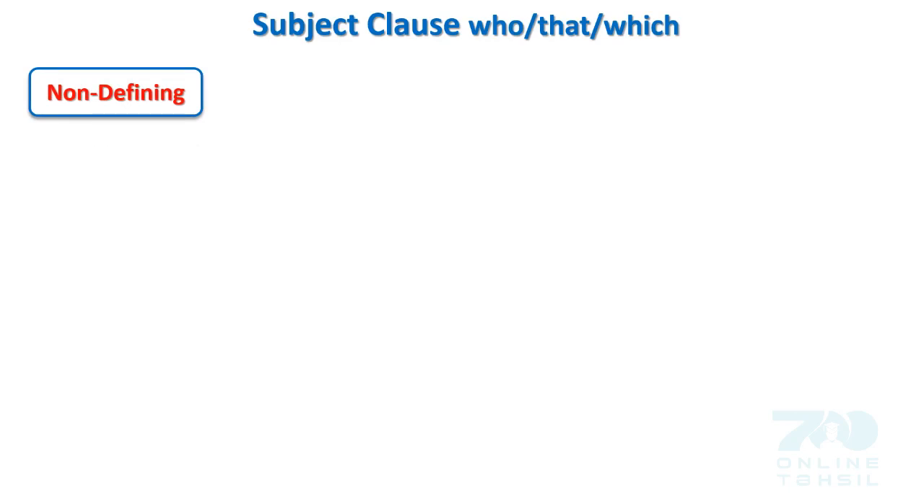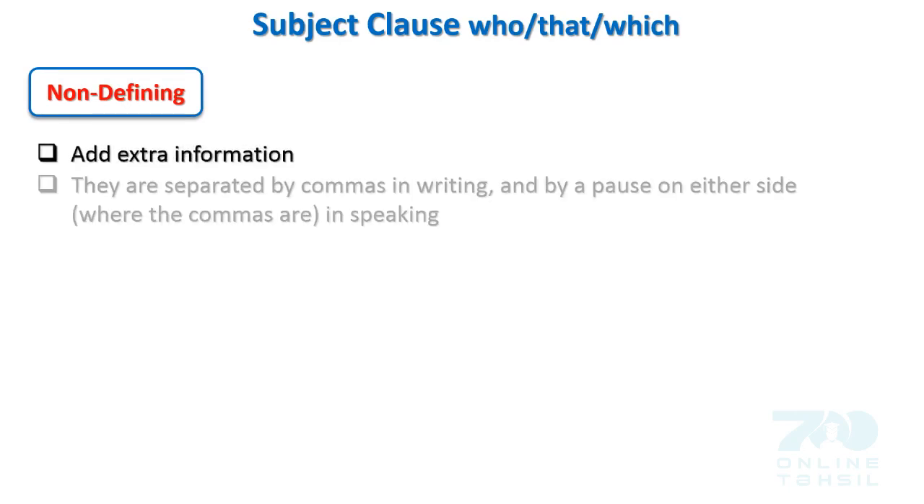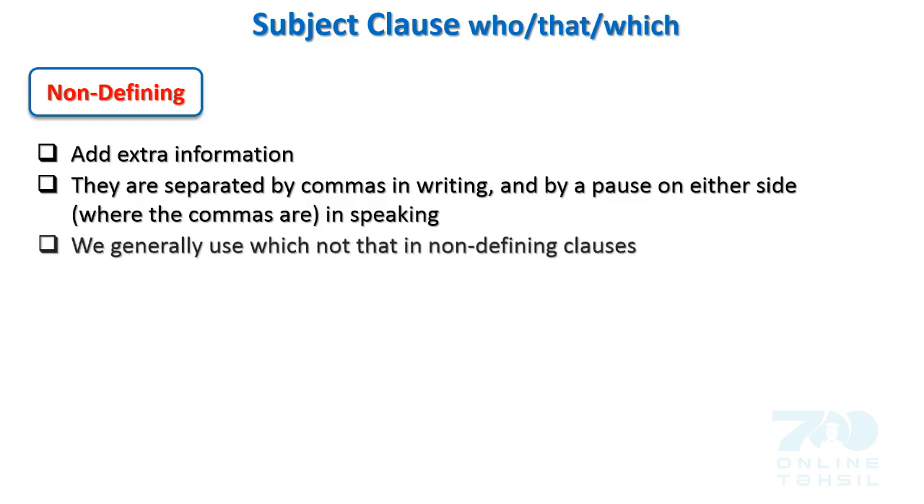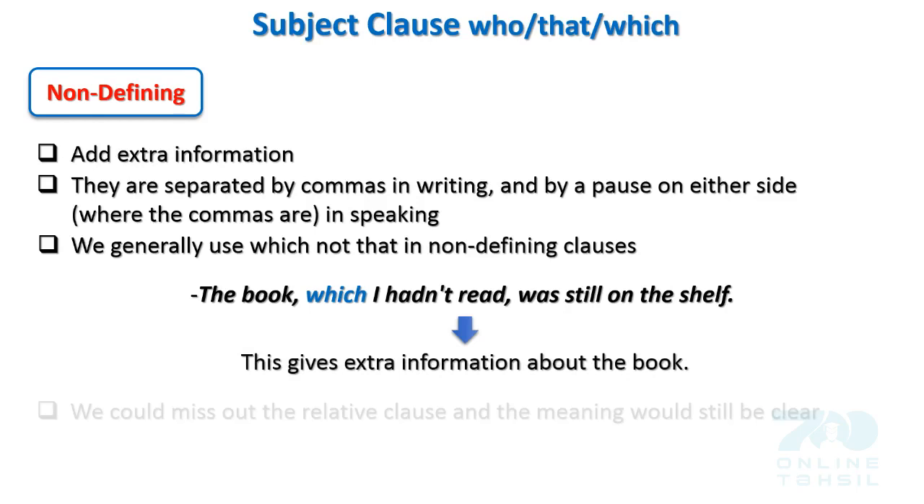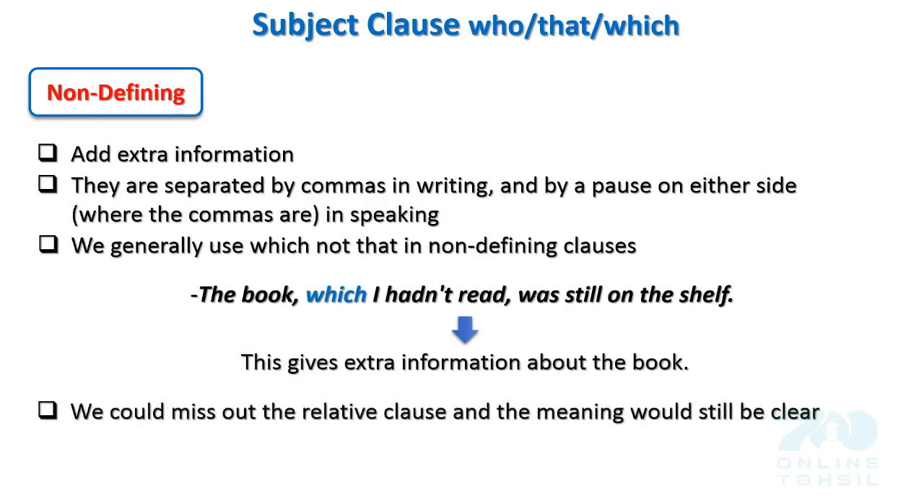Non-defining clauses add extra information. They are separated by commas in writing and by a pause on either side, where the commas are, in speaking. We generally use which, not that, in non-defining clauses. The book which I hadn't read was still on the shelf. This gives extra information about the book. We could miss out the relative clause and the meaning would still be clear.